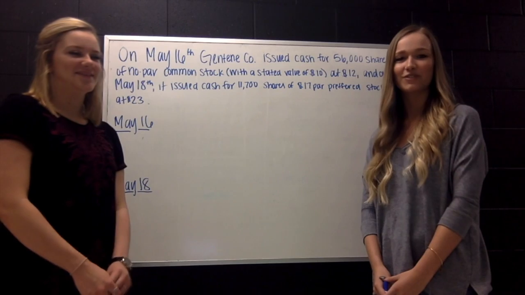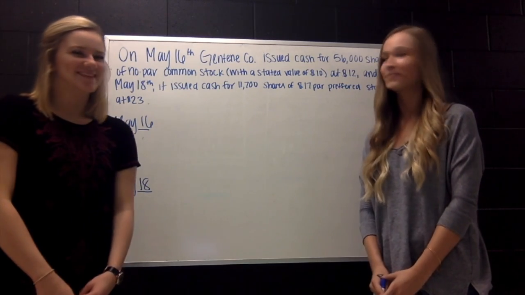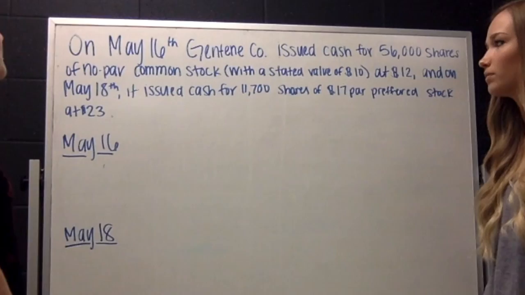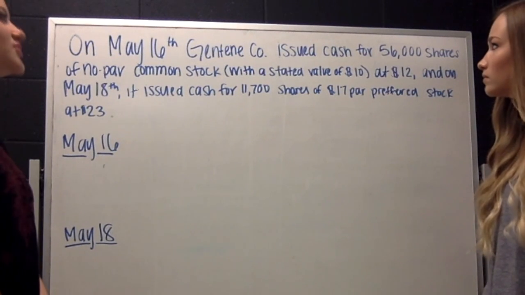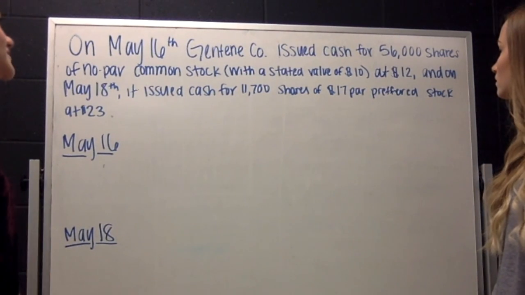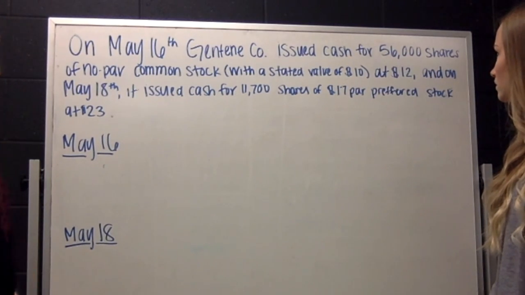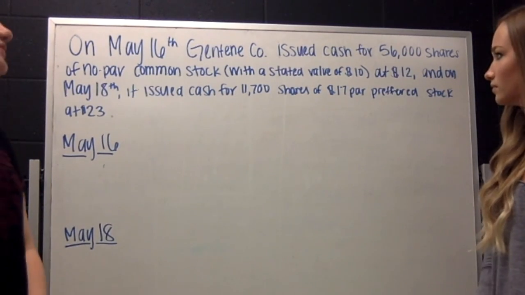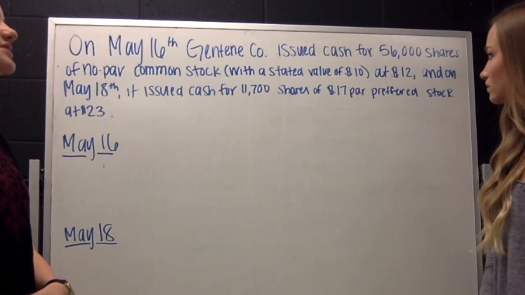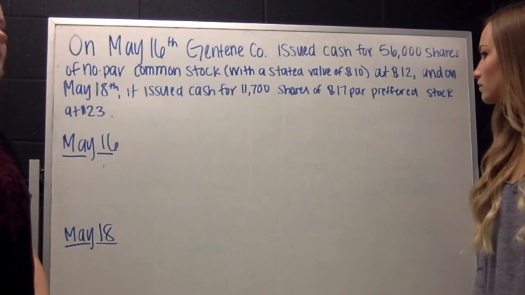And we're going to teach you how to do Chapter 11 today, which is stocks. So here's our problem. On May 16th, Gentine Co. issued cash for 56,000 shares of non-par common stock with a stated value of $10 at $12. And on May 18th, it issued cash for 11,700 shares of $17 par preferred stock at $23.